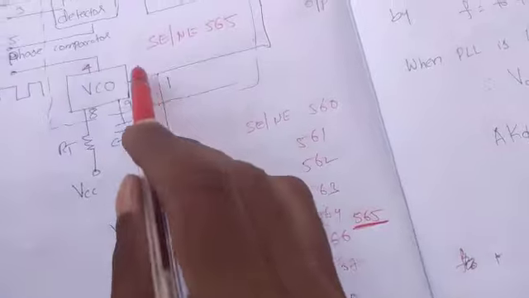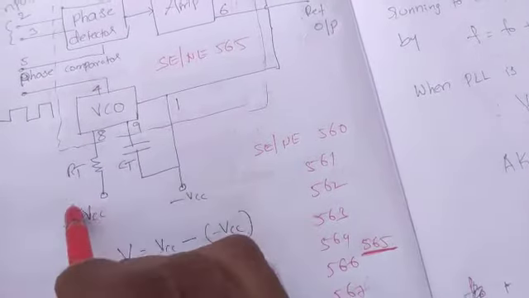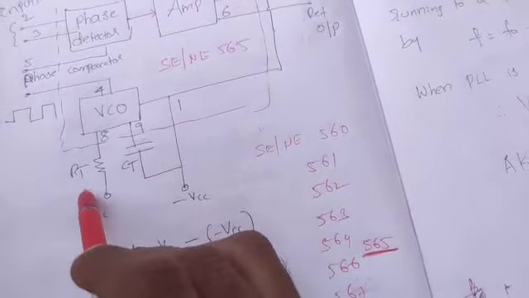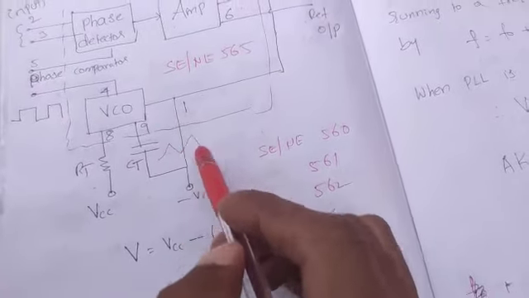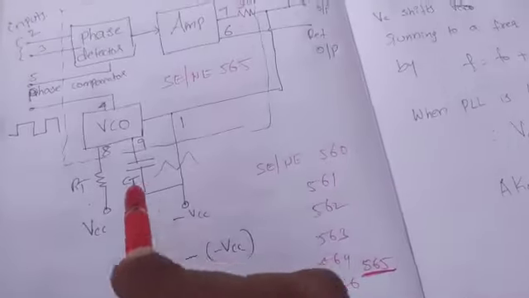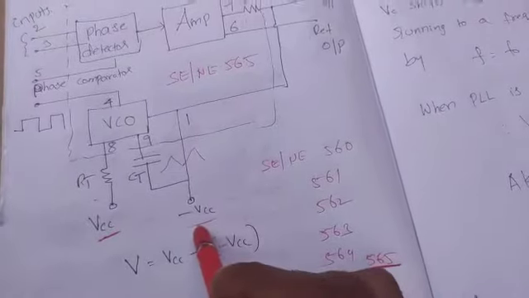And this is the part we discussed just now. This is a voltage controlled oscillator. RT CT we discussed previously. CT is the capacitor which generates a triangular signal like this. And you will observe one important point here: we are applying VCC here and minus VCC here.